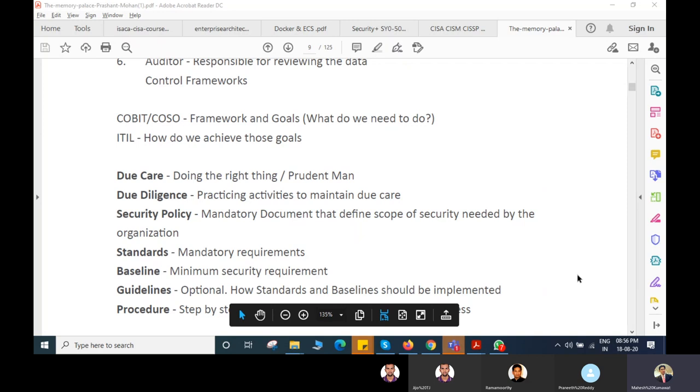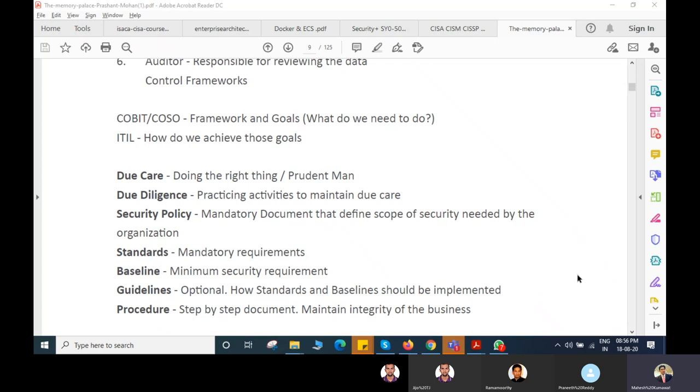Okay, and we have baselines. A baseline is a minimum security requirement. Suppose you are going to provide laptops to the development team. What configuration is the minimum requirement for the development team? Suppose you are going to implement software, and this software requires Java JRE, the Java Runtime Environment. So you need to understand the baselines: what is the minimum requirement for the company?